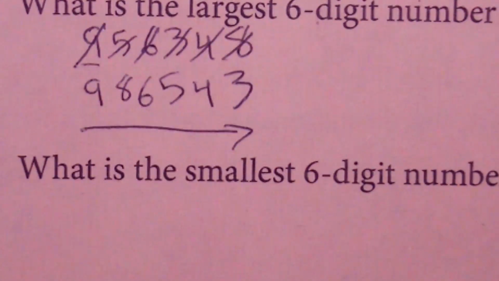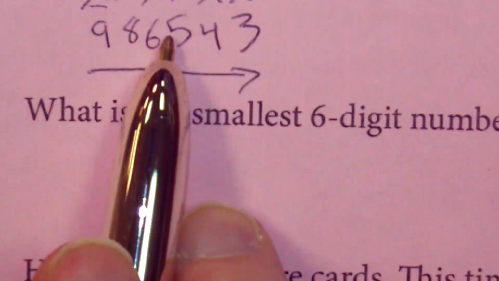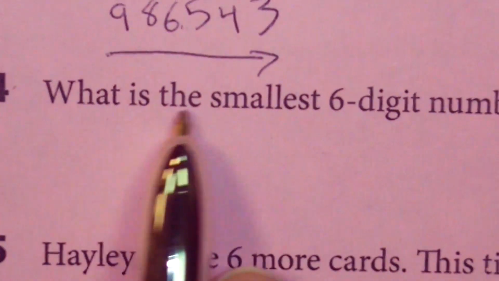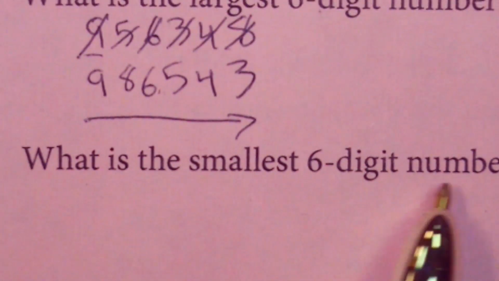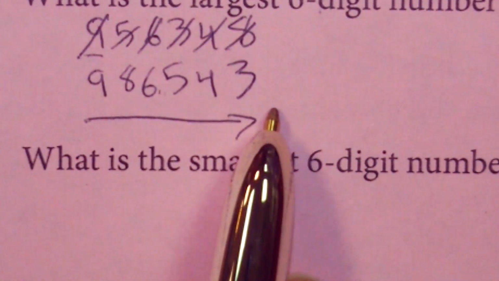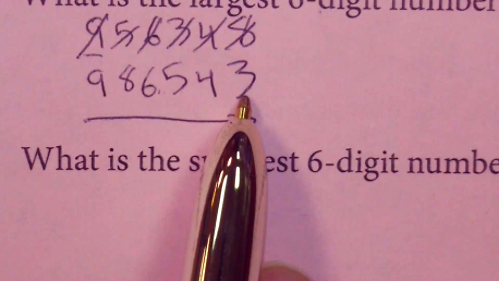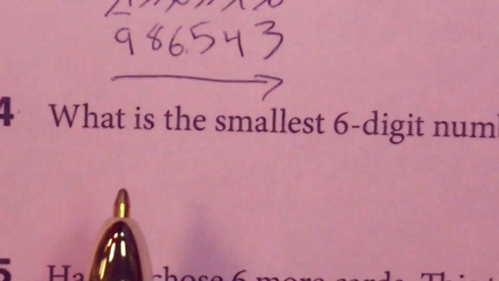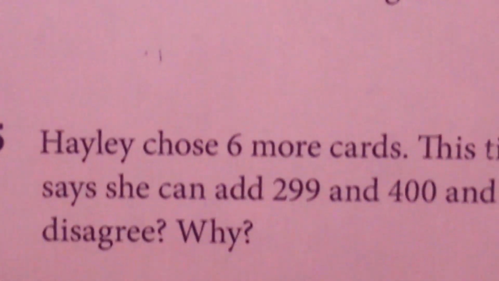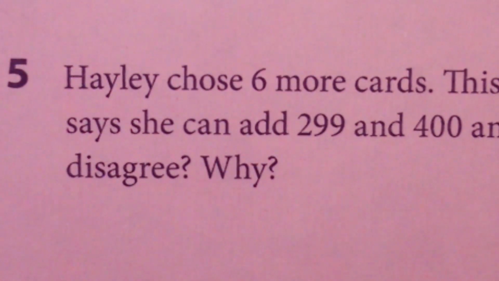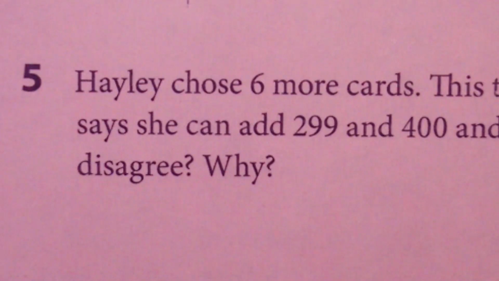Okay? If you take those same numbers and you want to do number 4, what is the smallest number she could make? Well, if reverse number order is the largest, then number order is going to be the smallest. And I'm going to let you do that one on your own. Pause this video if you need to.